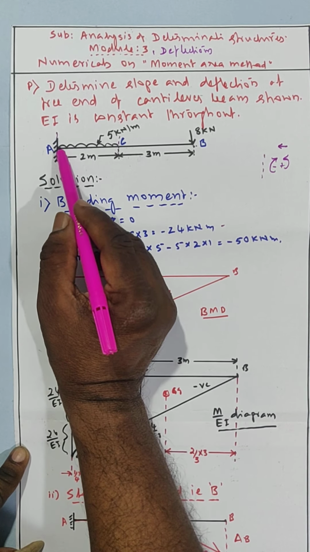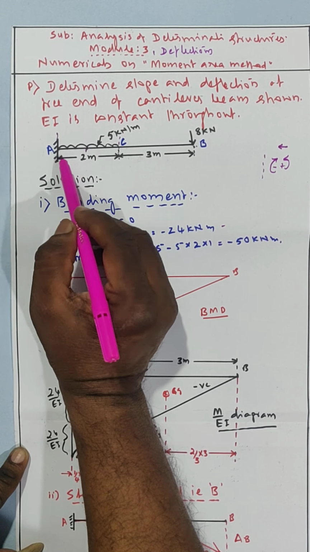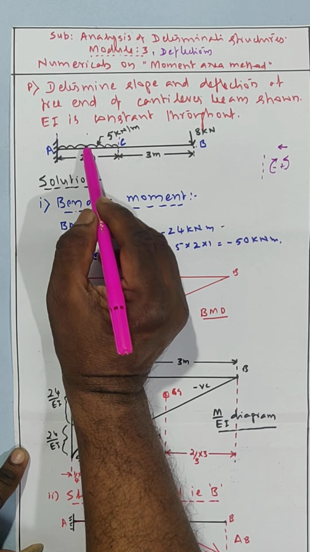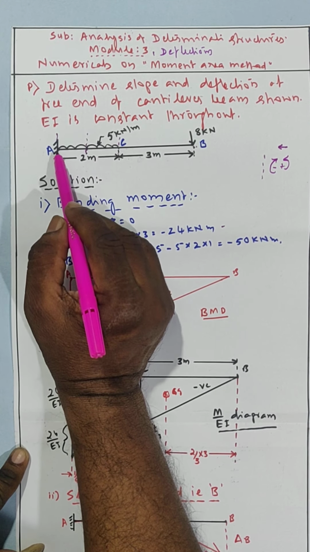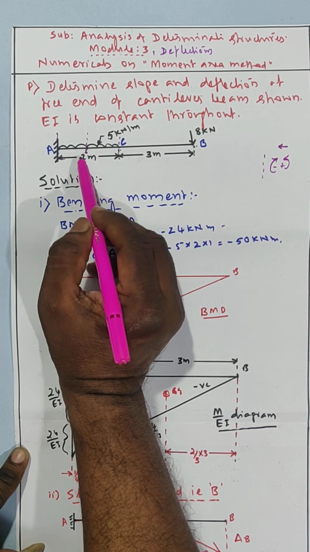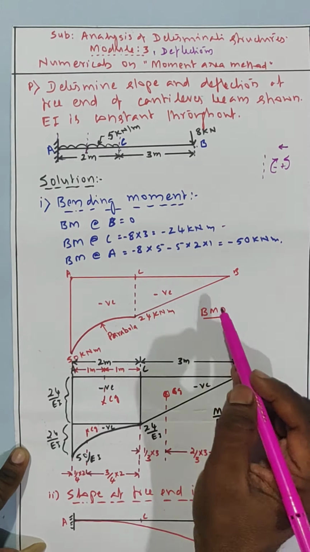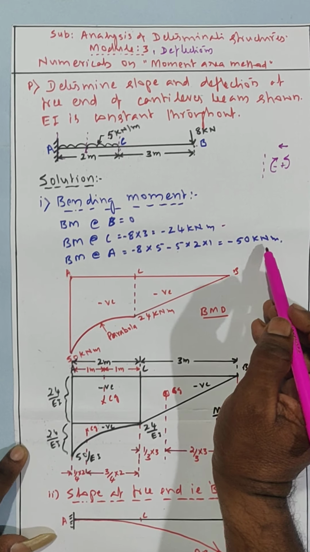Then the UDL. See, the CG of the UDL is at 1 meter. The total load is 5 into 2, it is 10. This 10 will act at the CG, and the distance from the CG to point A is 1 meter. Therefore it is minus 5 into 2 into 1, which is minus 10 kN-m. Total comes to minus 50 kN-m.